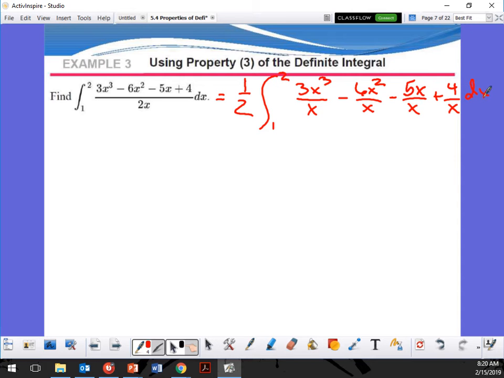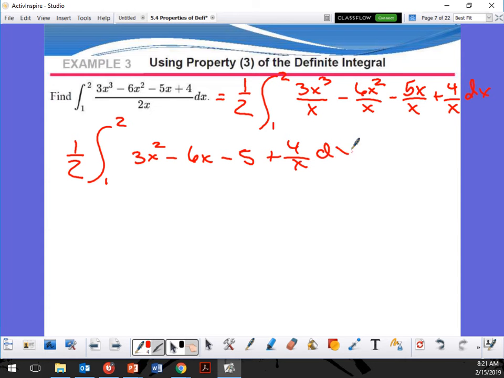So again, it's going to be 1/2 my integral from 1 to 2 of 3x squared minus 6x minus 5 plus 4 over x dx. Isn't it minus 5x? Oh, no, yeah, both x's cancel. And now let's integrate.